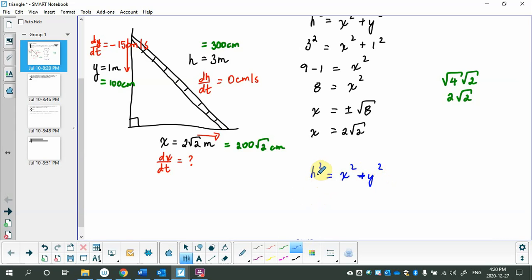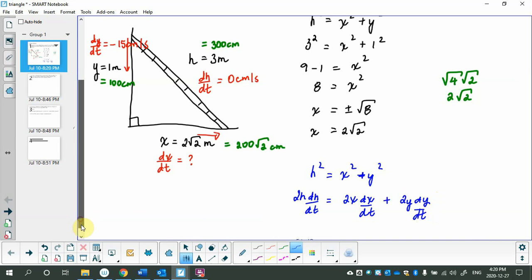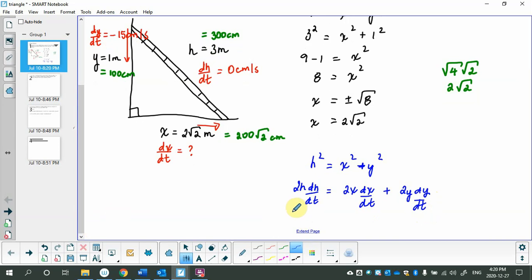So take the derivative of h squared: 2h, we need a dh by dt. 2x, we need a dx by dt. Plus 2y, we need a dy by dt. And now we can look to our picture to find all the values that go in. So 2 times h is 300, times dh by dt is 0. There's the 300, there's the 0.